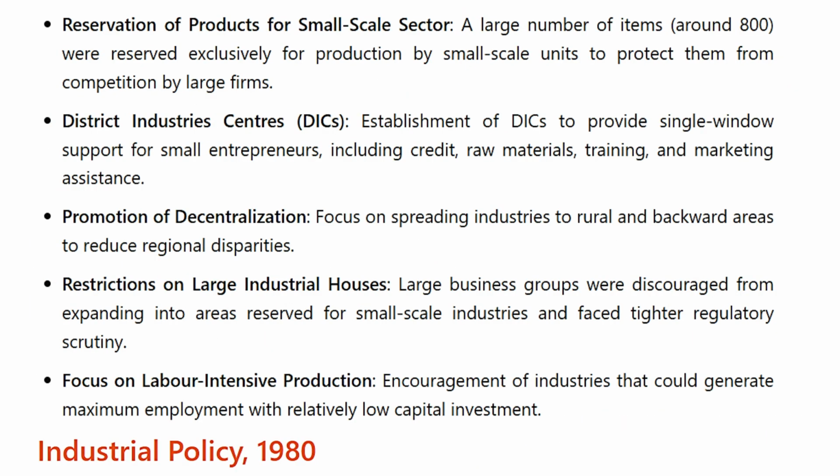Reservation of products for the small-scale sector: a large number of items, around 800, were reserved exclusively for production by small-scale units to protect them from competition by large firms. District Industries Centers, DICs: establishment of DICs to provide single-window support for small entrepreneurs, including credit, raw materials, training, and marketing assistance. Promotion of decentralization: focus on spreading industries to rural and backward areas to reduce regional disparities.